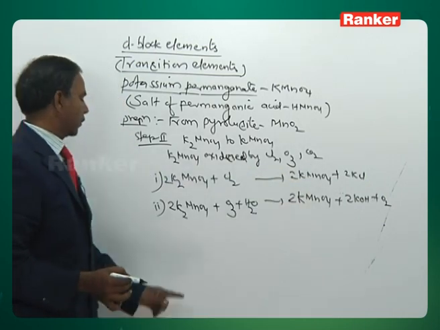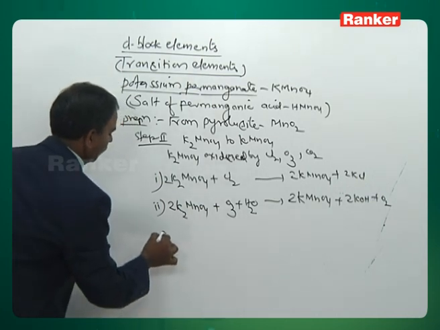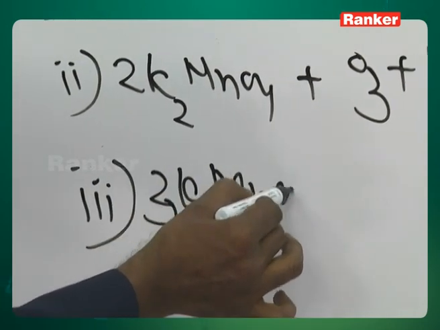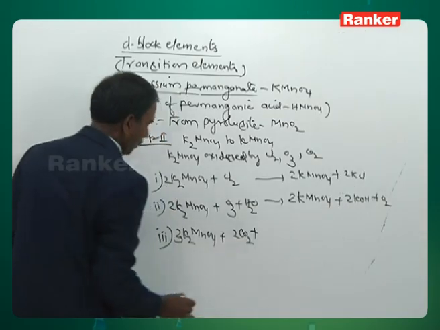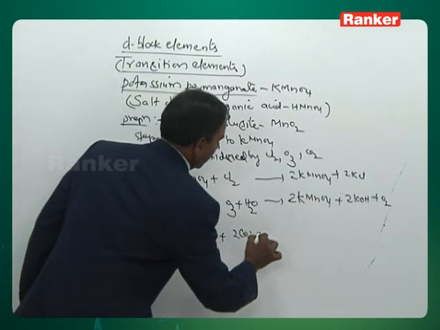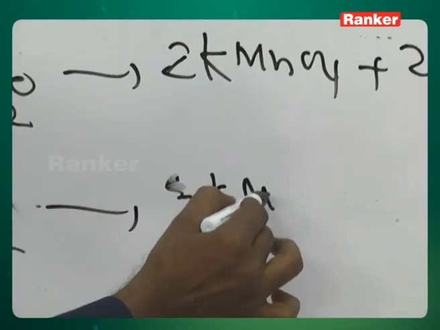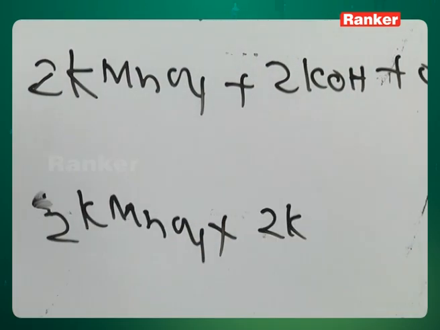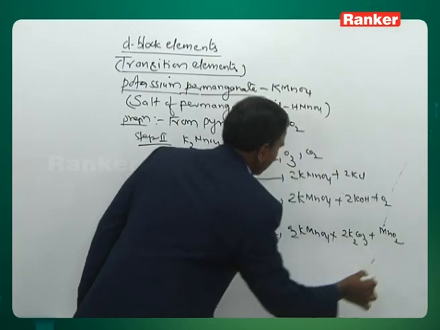Similarly, you can also convert potassium manganate to potassium permanganate by using CO2. Third way of conversion, consider 3K2MnO4, potassium manganate, plus 2CO2, then you can convert into potassium permanganate: 2KMnO4 plus 2K2CO3 plus MnO2.